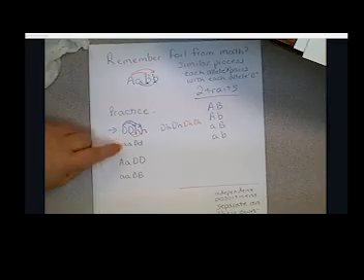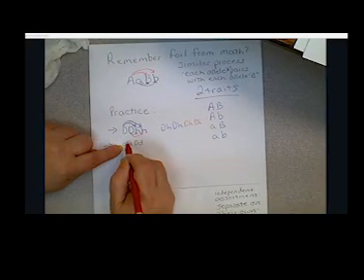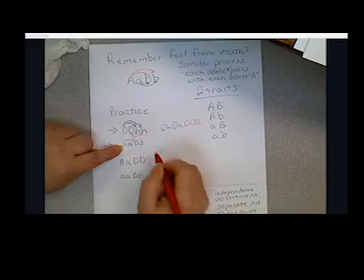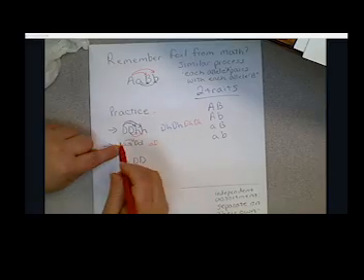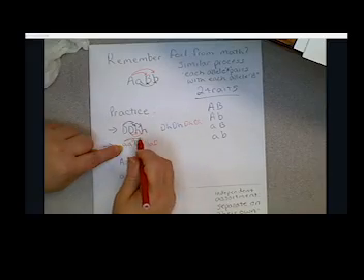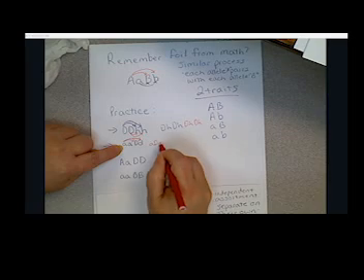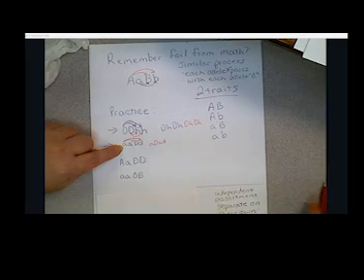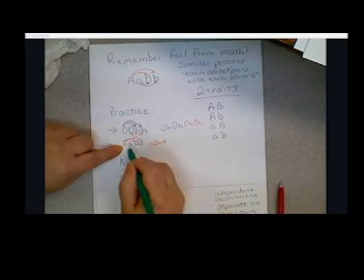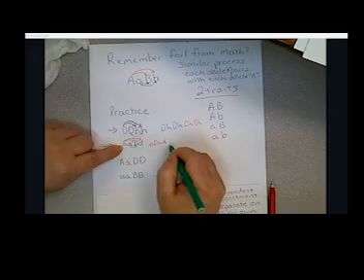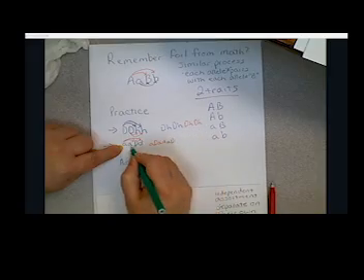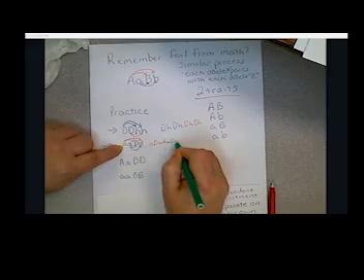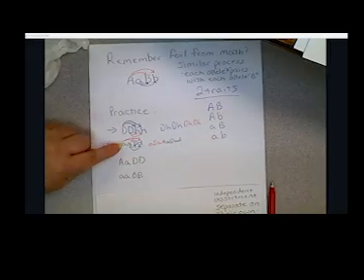If we come down here to this one, we have little a, big D, little a, little d, and then down here, little a, big D, little a, little d. So those are our 4 combinations.